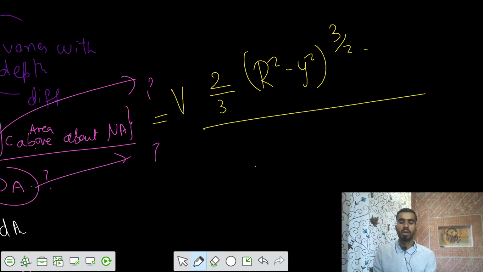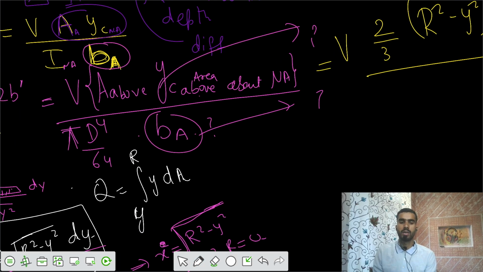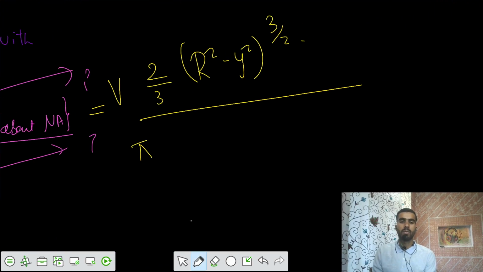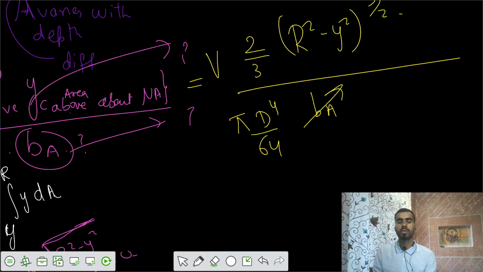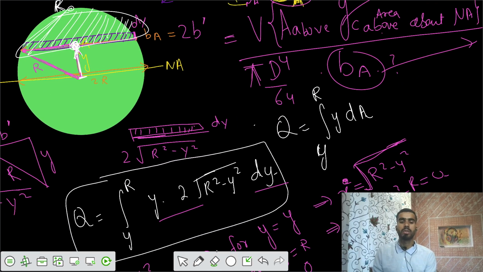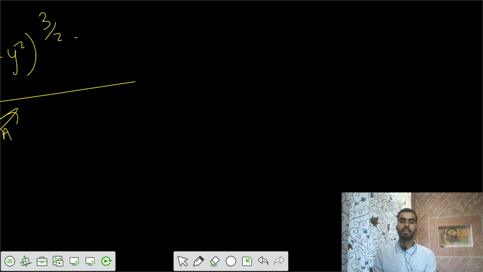And similarly we have the moment of inertia about the neutral axis, that is pi d power 4 by 64. And we have the width b at A, that equals 2 times root of r square minus y square. So we can write that as 2 times root of r square minus y square.